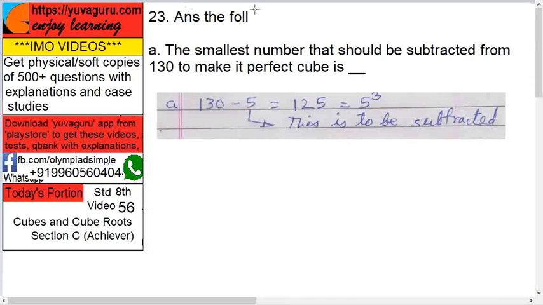Next is answer the following. A. The smallest number that should be subtracted from 130 to make it a perfect cube is. It means logically you have to find some number which is a perfect cube and which is near to 130, and it should be subtracted, so it should be less than 130. So which number is less than 130 and a perfect cube? The nearest number is 125, because 5 cube is 125. So what should be subtracted? 5.